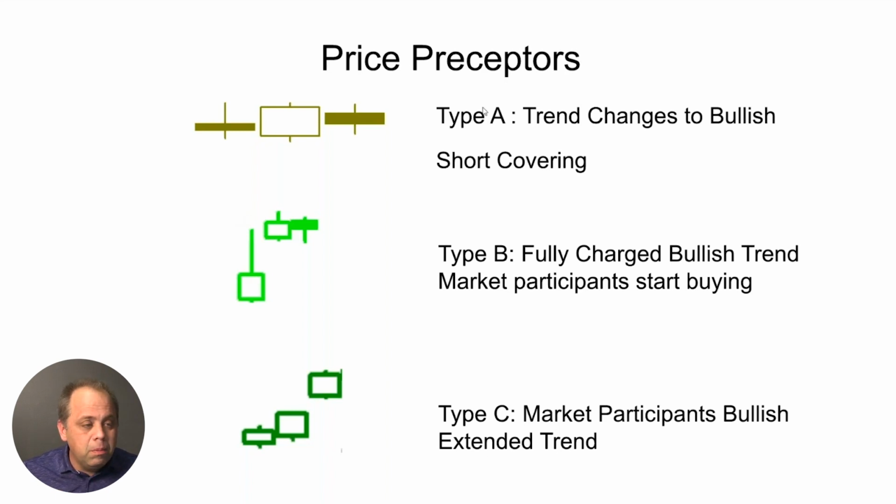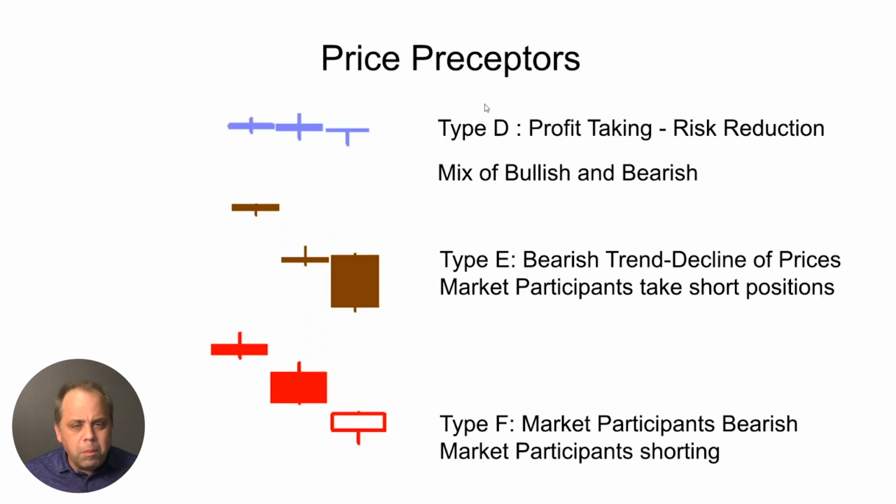Basically, you've got a type A, a type B, or a type C, or you've got a type D, a type E, or a type F. The type D is going to be more of a profit-taking, risk reduction phase. It's a mix of bullish and bearish. That'll lead into a type E sometimes, which is a trend decline of prices. Market participants are taking short positions. And then a type F, which is market participants being full-on bearish. Most market participants at this time are going to be shorting.